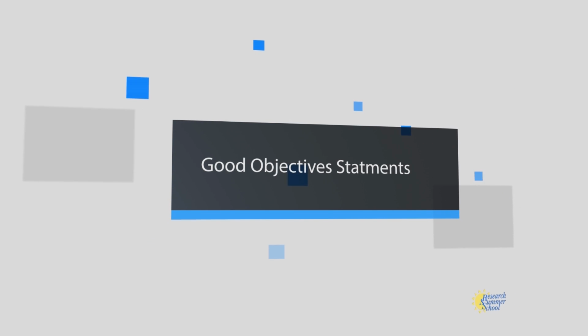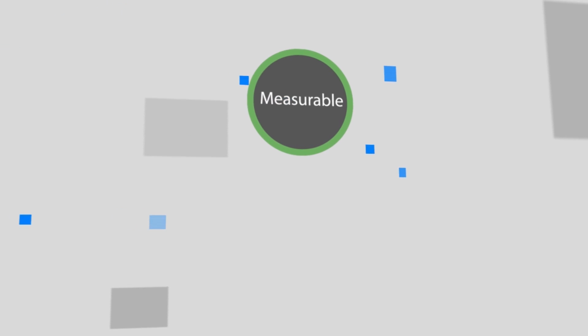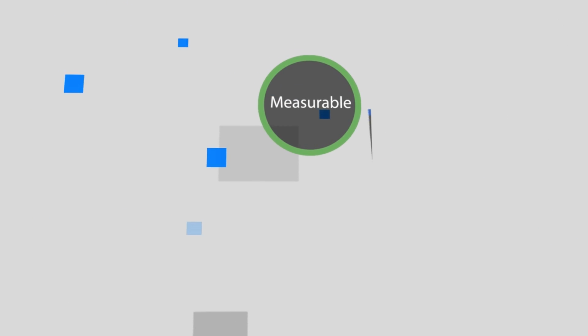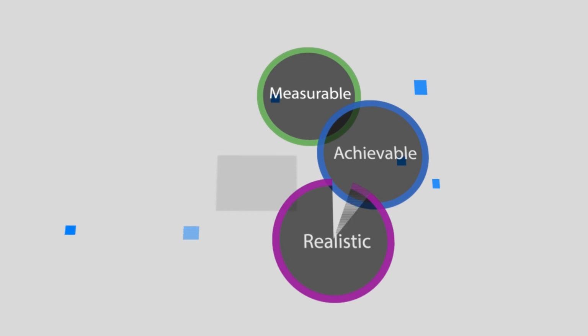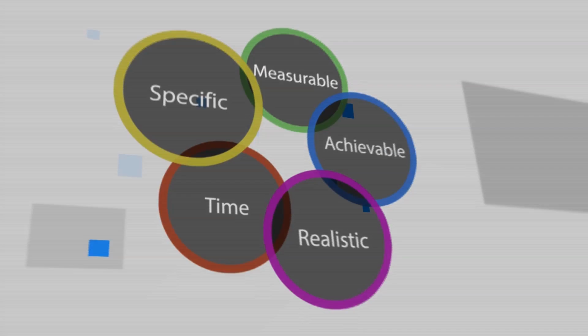These are the components or key characteristics of a good objective statement. Well, we like that to be measurable. Obviously, you can measure it in some quantity. Achievable, realistic, and timely, and specific.